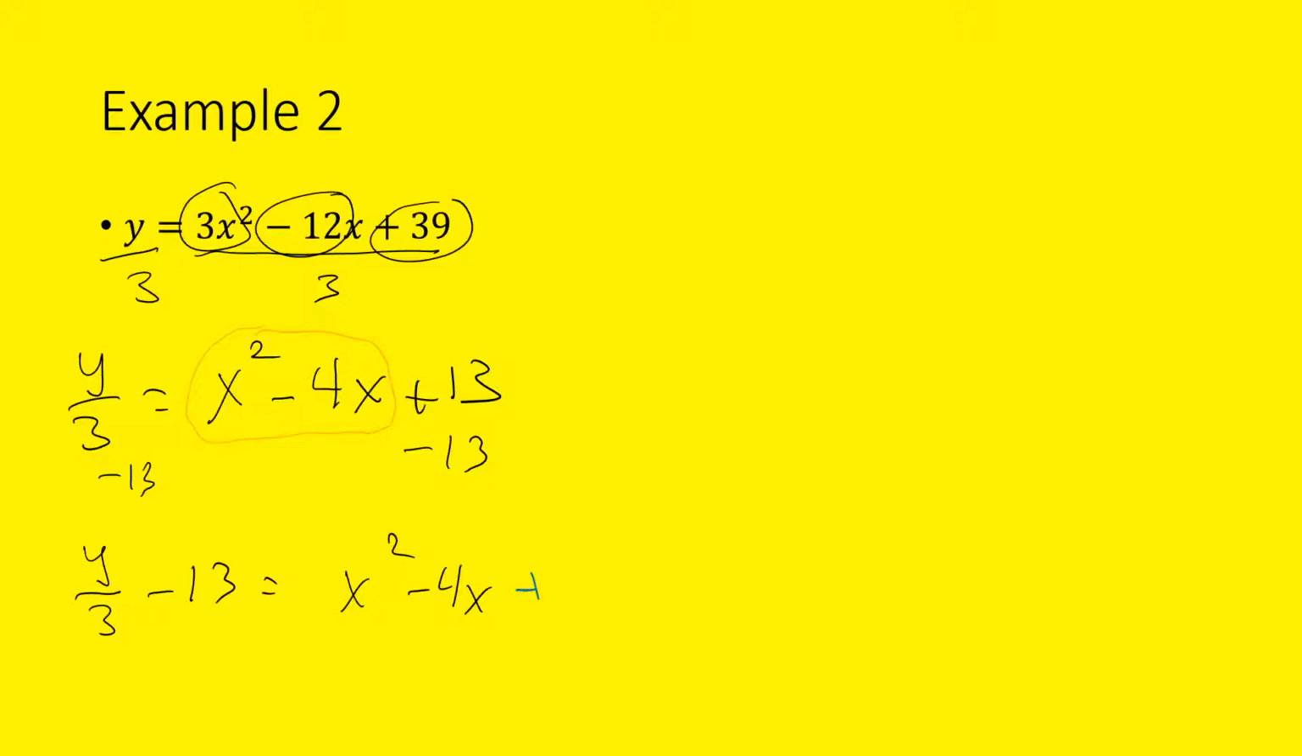So I'm going to add half of negative 4, that quantity squared, to both sides of the equation. So negative 4 over 2 squared, that quantity being squared, is the same thing as negative 2 squared. And negative 2 times negative 2 is positive 4. So what we're really doing is adding 4. Add 4 to both sides of the equation.